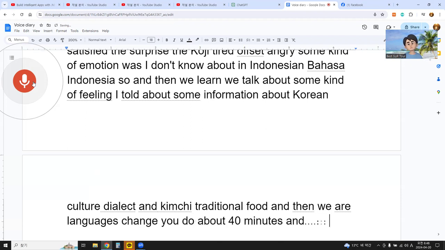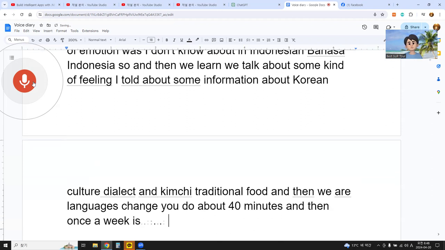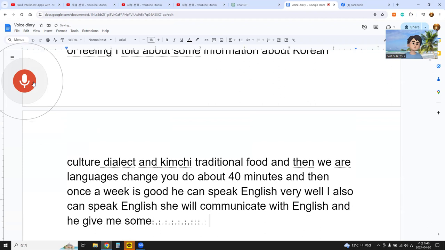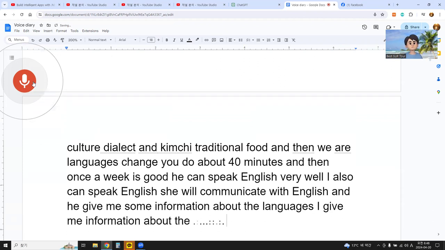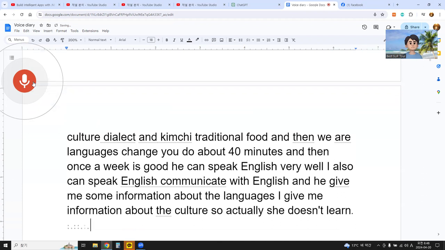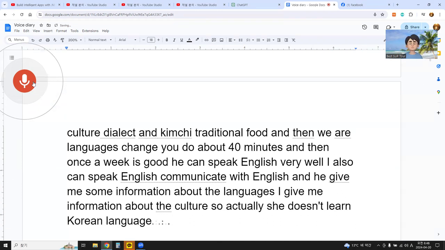And then once a week is good. He can speak English very well. I also can speak English. We communicate in English. And he gives me some information about the language. I give him information about the culture. So actually, he doesn't learn the Korean language, he's just interested in Korean culture, something.